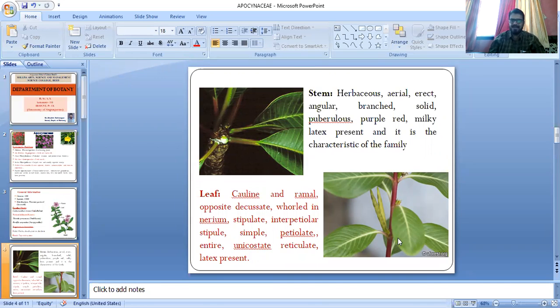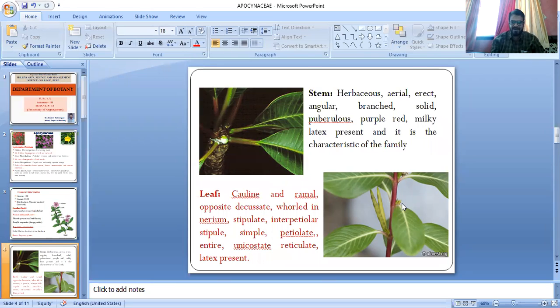Interpetiolar stipule is nothing but stipule. ये दिख रहा है आपको यहाँ पर stipule. This is nothing but stipule. Generally, this stipule is present at the base of the leaf. But here in this case, this stipule is present in petioles. Yes, ये stipule जनरली लीफ के बेस पर रहता है, मगर ये क्या है, लीफ के अंदर है, लीफ के ऊपर है. That's why it is called interpetiolar stipule, है ना?